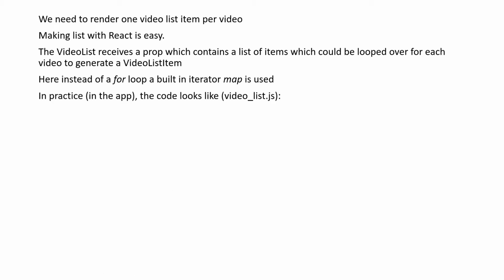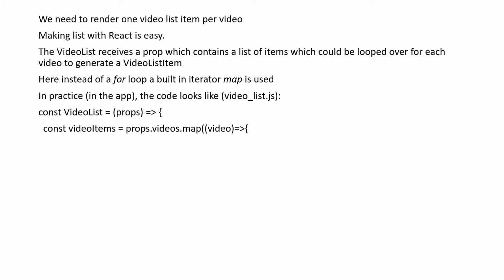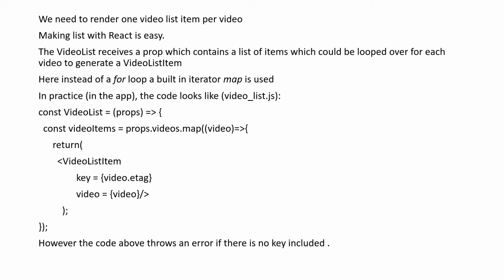In practice, in the app, the code looks like this in VideoList.js: const VideoList = props => { const videoItems = props.videos.map(video => { return <VideoListItem key={video.etag} video={video} /> }). Now video.etag comes straight out of the response of the YouTube search API. The code above throws an error if there is no key included, so that key needs to be included.